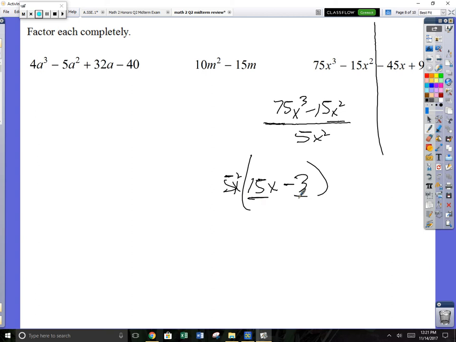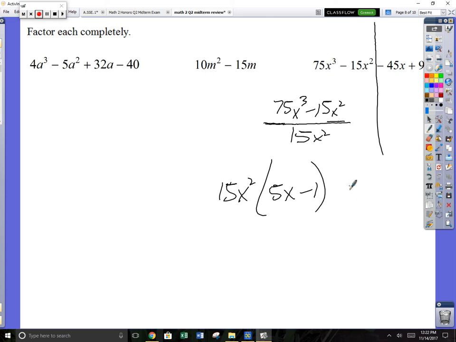Now 15 and 3, they can go again. You can actually divide both these by 3. So if you can go again, that means you did not take the greatest. So if you can divide it by 3 and you could divide it by 5, that means you got to divide it by 15 from the get-go. So the greatest number you can take out of each is going to be 15. So if we take 15x squared out of each, 75 divided by 15 is going to be 5x, and a minus 15 divided by 15 is just a minus 1.